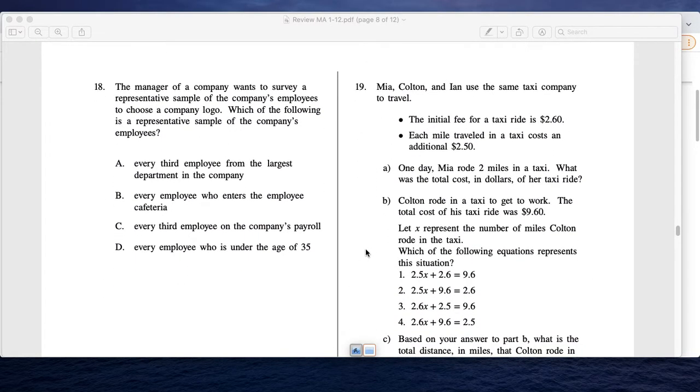18. The manager of a company wants a survey. So this comes to statistics. The manager wants to survey a representative sample of the company's employees to choose a company logo. Which of the following is a representative sample of the company's employees?